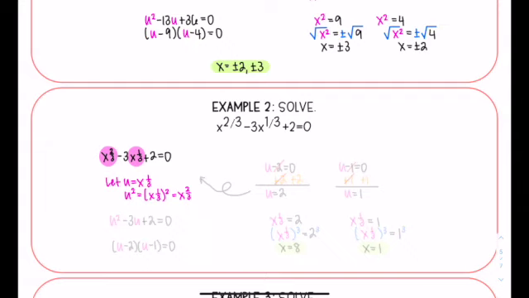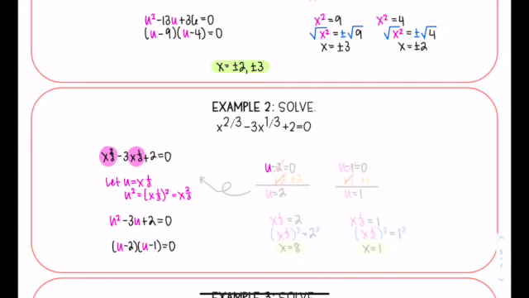So we can rewrite this in terms of u. We have u squared minus 3u plus 2 equals 0. Again, this is factorable, and so we can factor this as u minus 2 and u minus 1 equals 0.